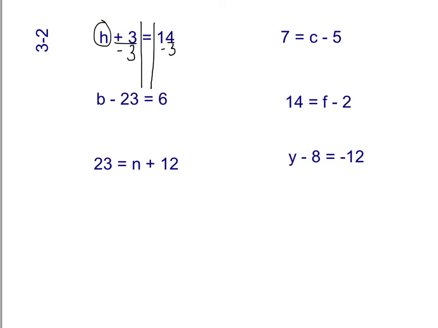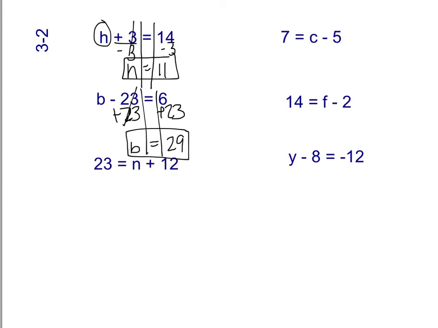Whatever I do to one side, I do to the other side. So I'm subtracting 3 from both sides. H equals, do this problem, 14 minus 3 is 11. The next one, b minus 23. To get rid of the minus 23, I'm going to add 23 to both sides. On this side, they cancel. On the other side, I get 29.